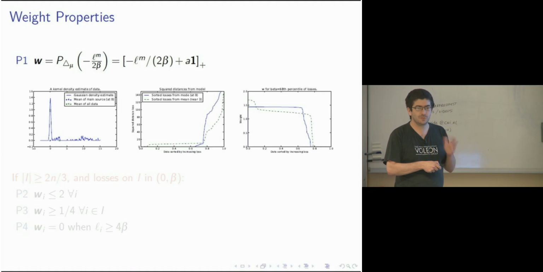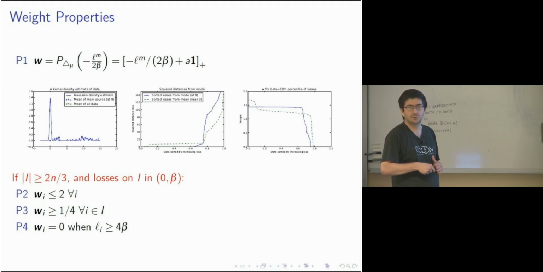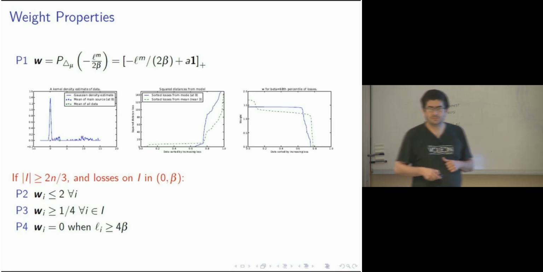In order to get nice properties, we need a little bit more than that. So if beta is such that some subset of our data, of size at least 2/3 of the data, has losses that are smaller than beta, in that case we gain nice properties. This W is near uniform in the sense that it's upper bounded by 2. So we said 1 is uniform, right? So we gave examples at most 2 times as much as we would in regular ERM. And another nice property is that when some particular loss is much larger than beta, say larger than 4 times beta, then the weight it will get is exactly 0. Okay?